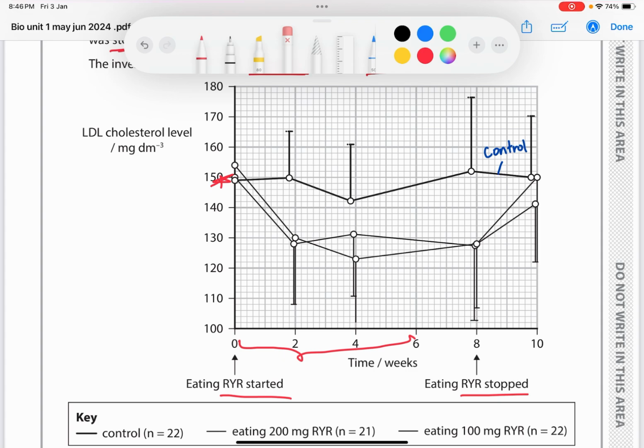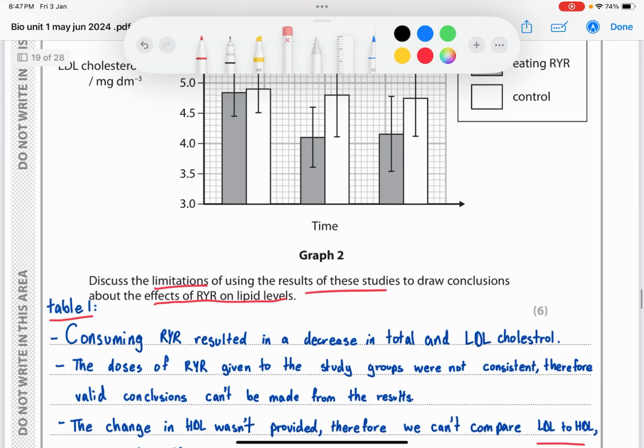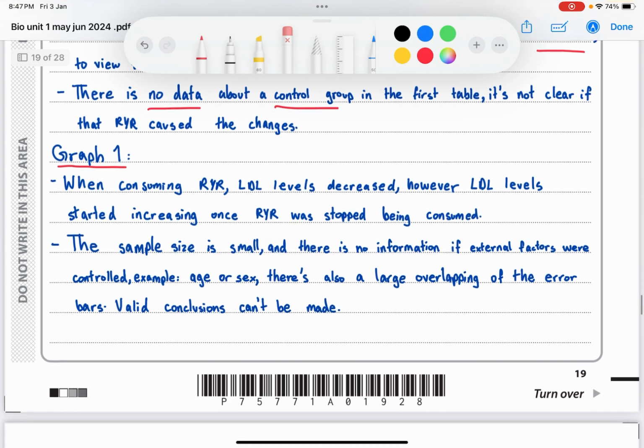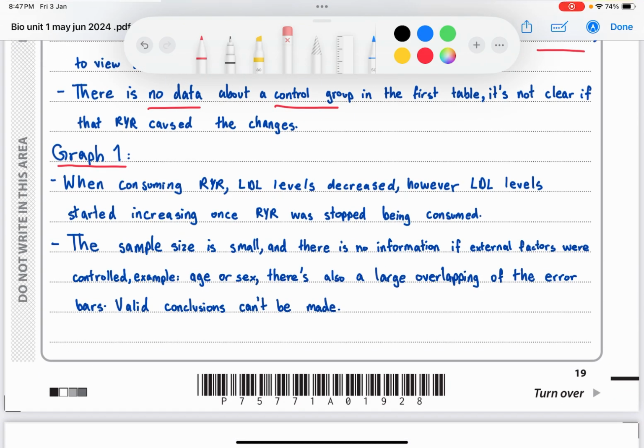However, now here, once we have stopped consuming RYR, which is right over here, we can see that it is increasing. So that's just one observation that we can see. It's honestly easy. In this question, I think the best thing to do is to just write down whatever you can think of, whatever you can correlate, whatever you can understand, just write it down because it's going to help you out.